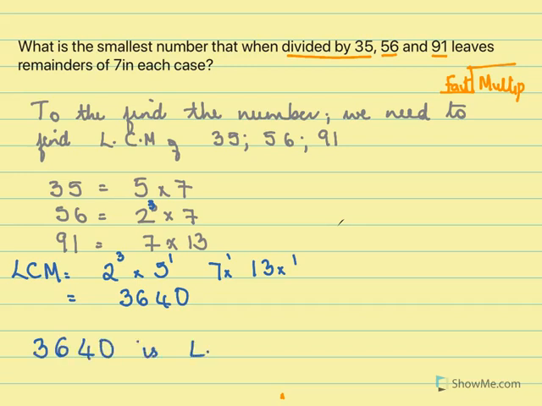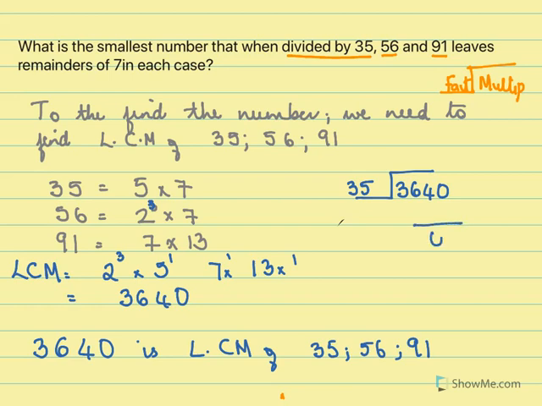Now remember, 3640 is the LCM of 35, 56 and 91, which means when 3640 is divided by 35, you will get remainder 0. If 3640 is divided by 56, you will get remainder 0, because it's the LCM. And when the same 3640 is divided by 91, you will get remainder 0.